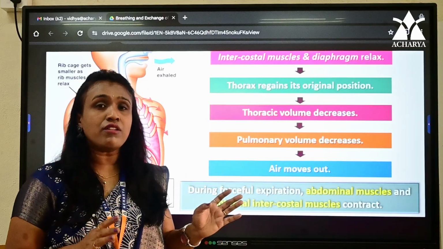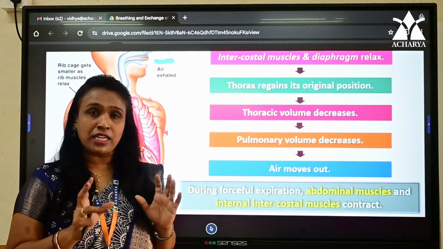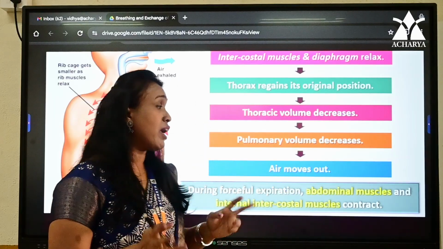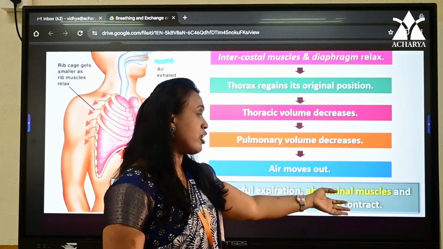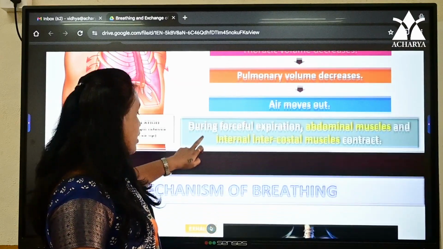So that's the reason there was one PYQ question on this. Forceful expiration is an active process. Why? Because we are seeing the contraction of abdominal muscles and internal intercostal muscles. Next.